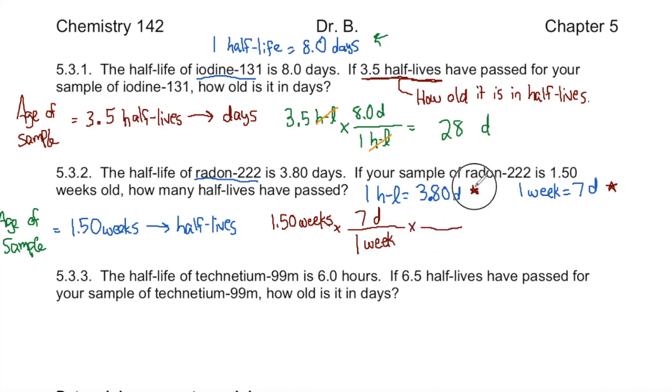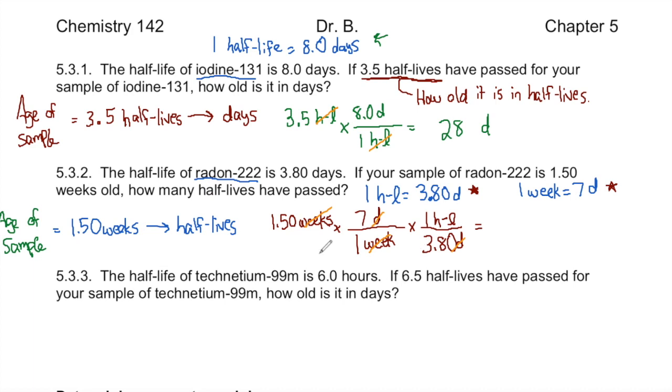Now we can use this first relationship to convert days into half-lives. We're going to put 3.80 days on the bottom, and we will put 1 half-life on top. So when we do this conversion, we will cancel out the weeks and we will cancel out the days.